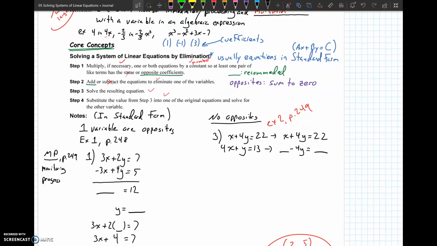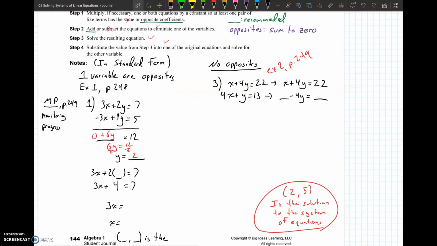Okay, so step 1. Right here, I got the same variable, or I got opposites. I'm going to add those up. Negative 3x plus 3x is 0. 2y plus 4y is 6y. So that's really just 6y equals 12. I can divide by 6, y equals 2.